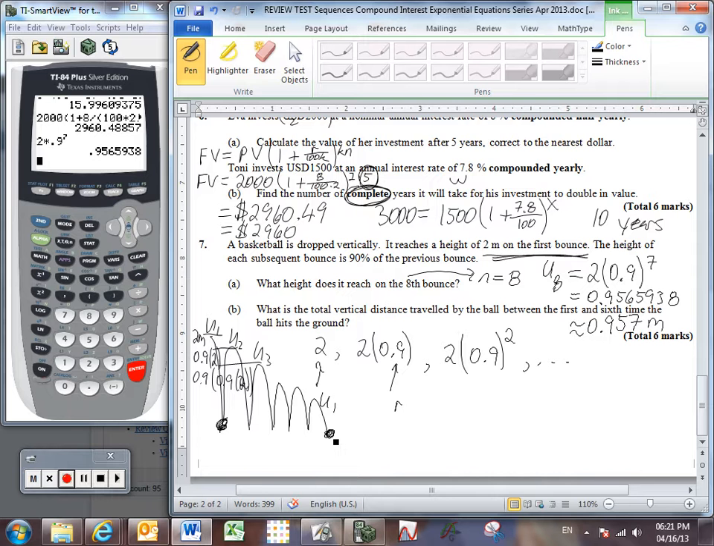Okay, so let's trace what are the different terms that we're adding together. We're looking for the total distance traveled, and so that means that we have to add this distance to this distance to this one to this one to this one. 5 different terms that we're adding together. So let's look at the first term that we're adding together.